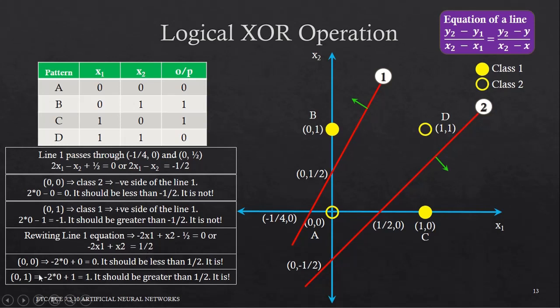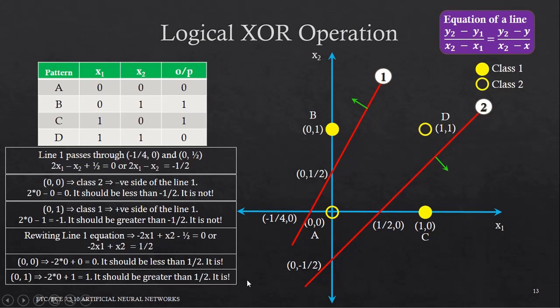0, 1 is a class 1 point. It must lie on the positive side of the line. Minus 2 into 0 plus 1 should be greater than half. Yes, 1 is greater than half. Now the equation has the correct form. This can now be implemented as the first TLU.